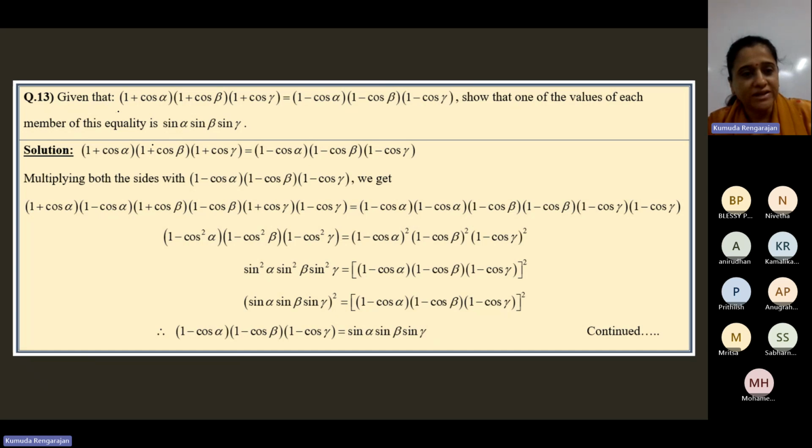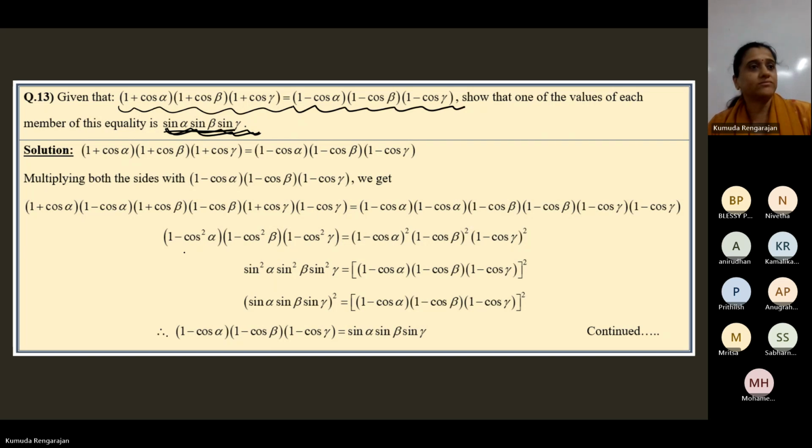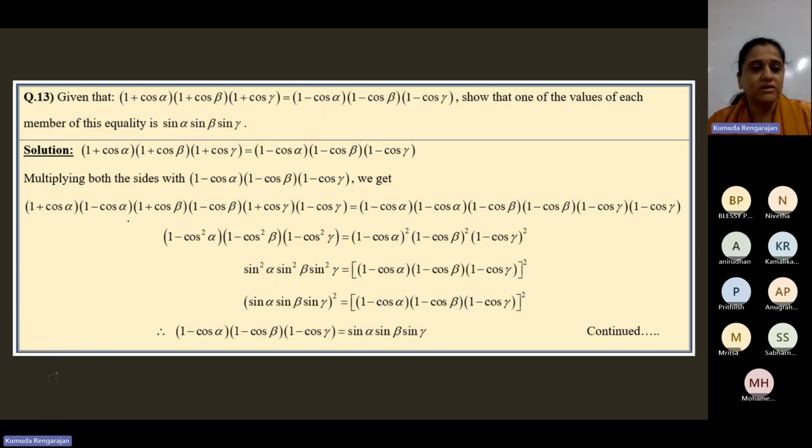See, the equality is this whole equation. Okay, this equation is the equality. And the members are the left-hand side and the right-hand side. You must show that the value of the LHS, the value of this member, is this. There can be other values. Of those many values, one of the values is this. You should also show that one of the values of this member is also this one. So you must show that the value of this member is this, and the value of this member is also this.